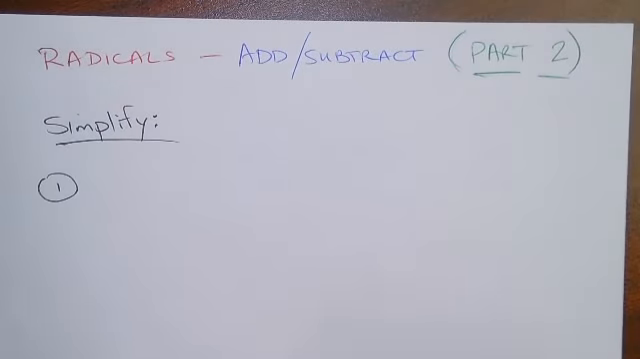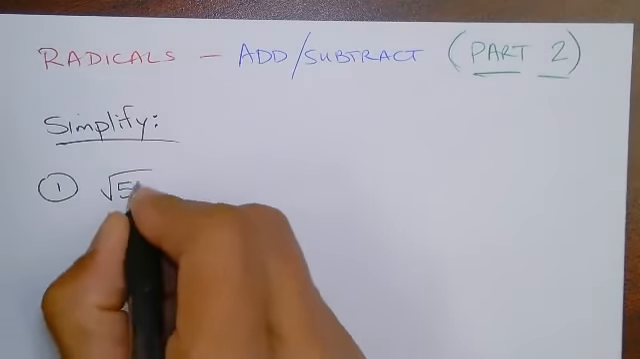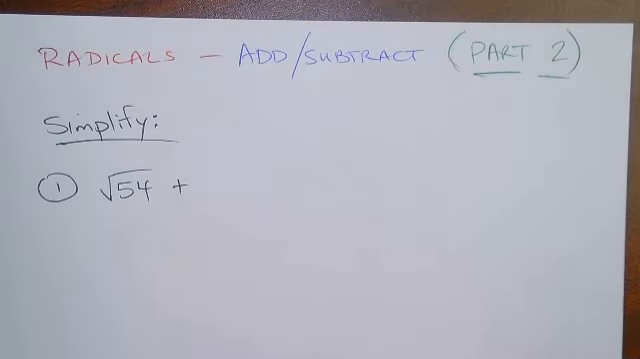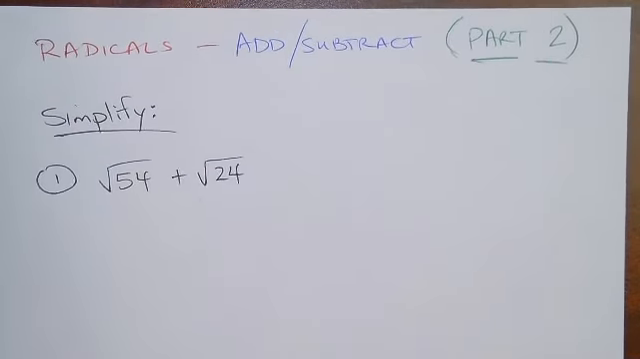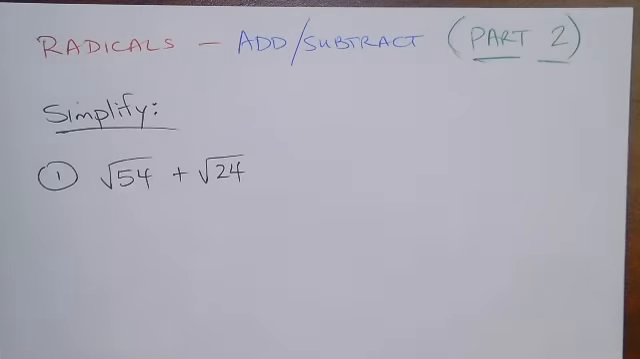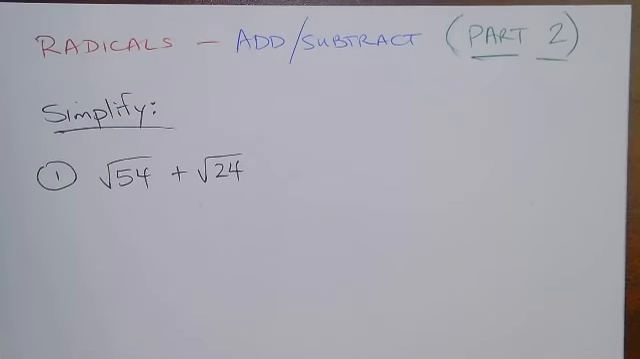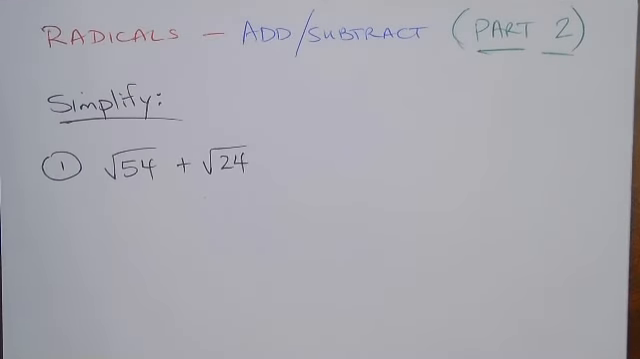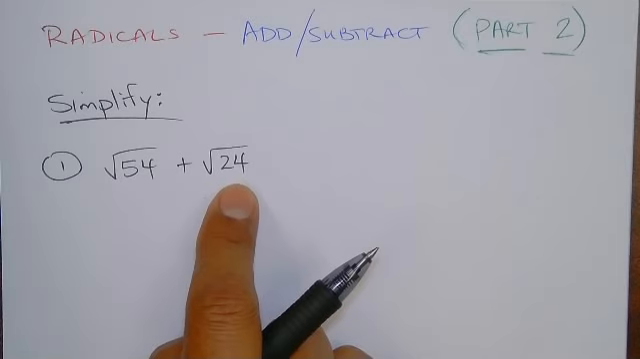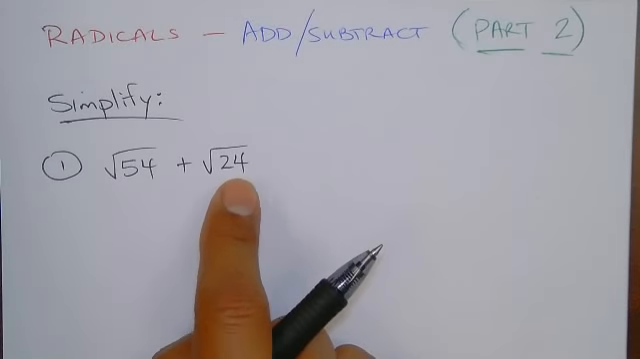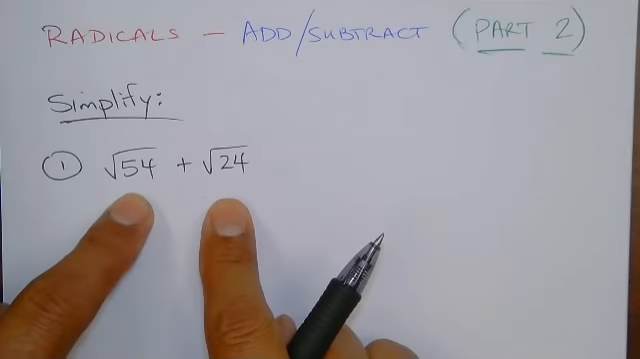Number 1. When you look at these, it kind of seems like you cannot add them, or there's none of them that are like terms or have the same radical. But you actually can add these, right? We can add a root 54 with a root 24. They're not the same. Okay, but you got to look at these individually and simplify.